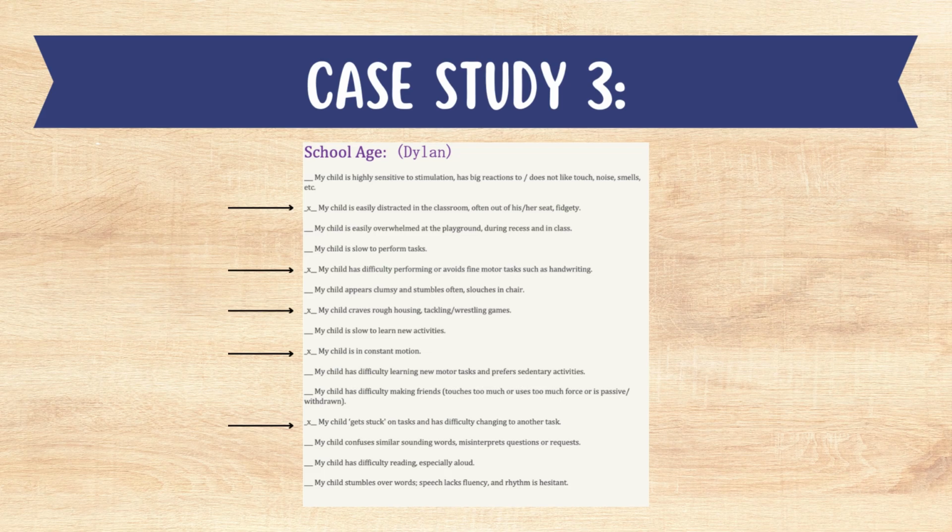He avoids seated tasks such as handwriting, but really craves roughhousing games and he is in constant motion. Lastly, he gets stuck on task and has a hard time moving on to the next activity. What do you think the focus for Dylan will be? Can you think of strategies that would be good to use? I'll give you a minute to write a couple down.